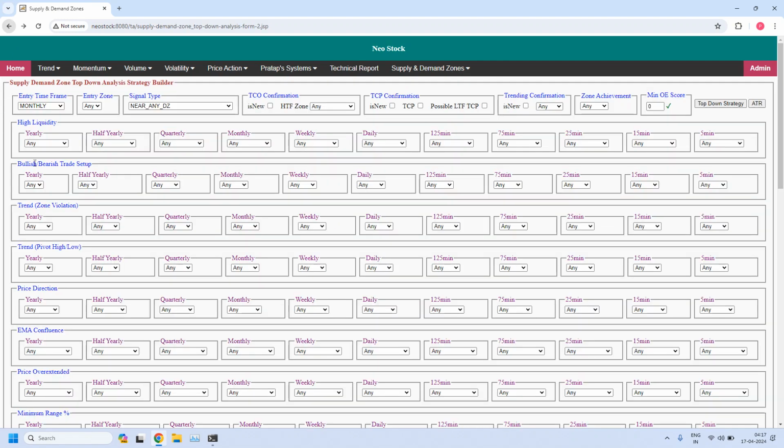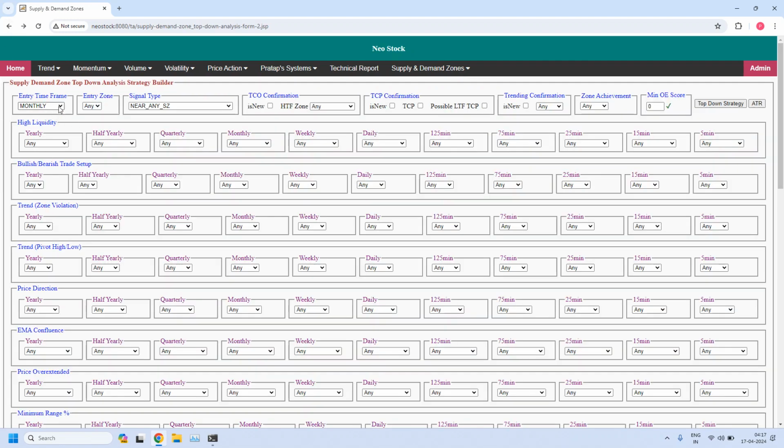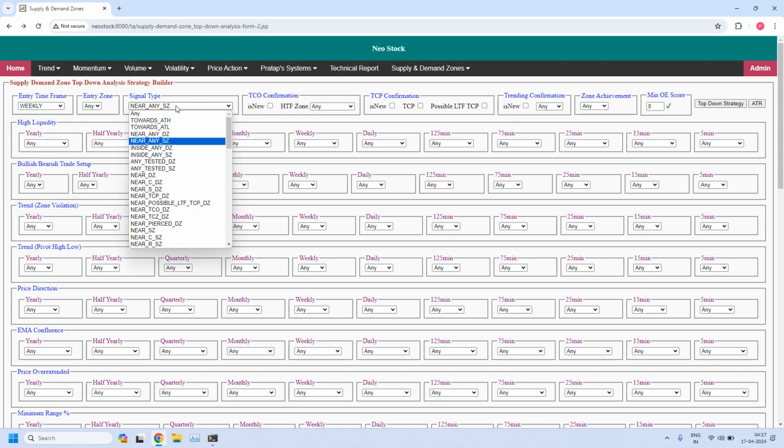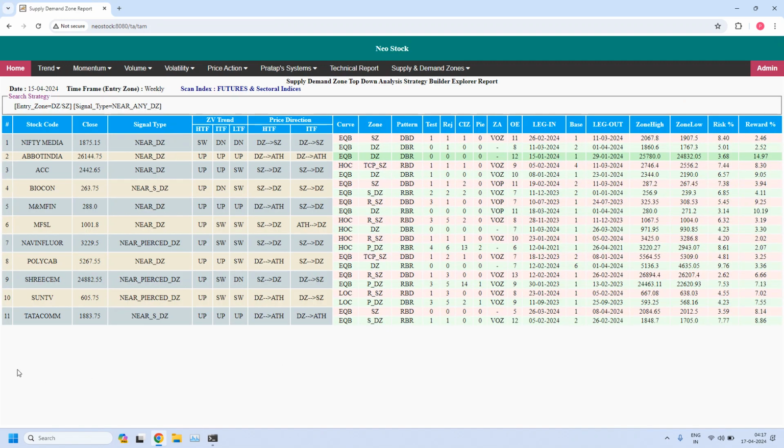So let me go back. For monthly time frame, let us find the stocks near monthly supply zone. 3 stocks are filtered, which are near to the monthly supply zone. So I'm going back, changing the time frame to weekly. Let us find the stocks near weekly demand zone. So these 11 stocks are filtered, which are near to the weekly demand zone.